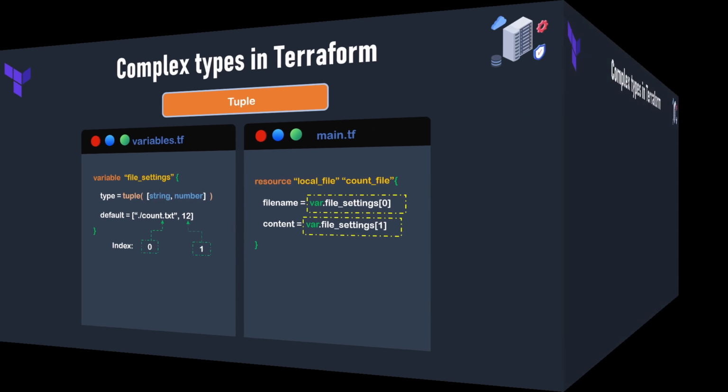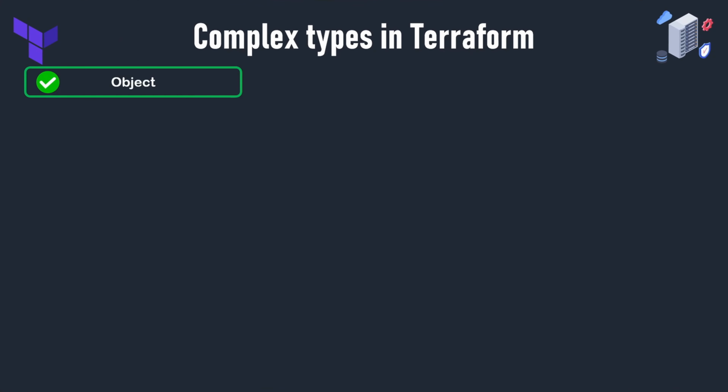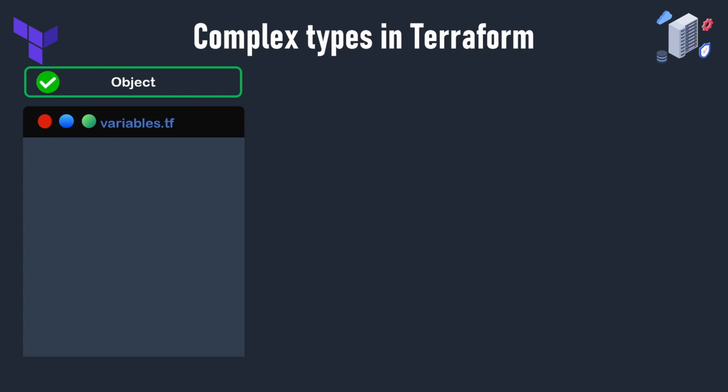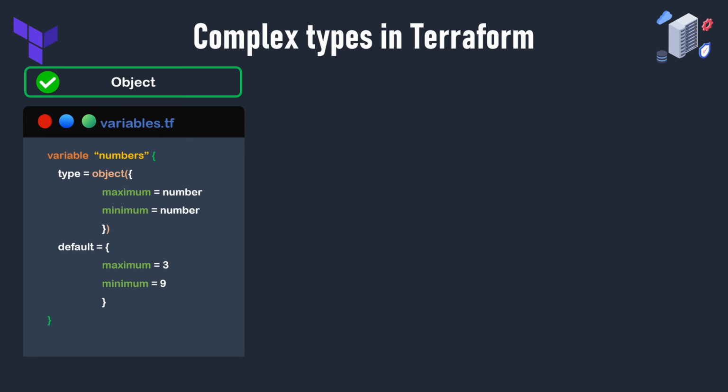Finally, we will talk about the object type. An object is a collection of named attributes, very similar to a map, but when working with objects, each attribute will have its own specific type. For example, here, the variable called numbers is of type object, and it has 2 attributes, one called maximum of type number, and another called minimum, also of type number.